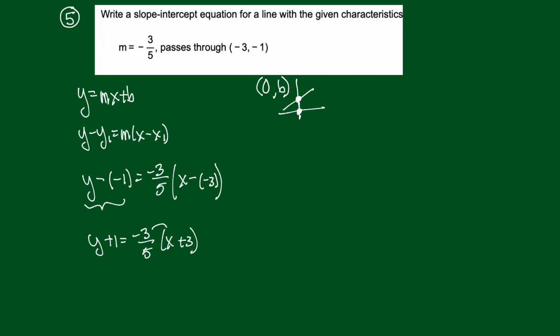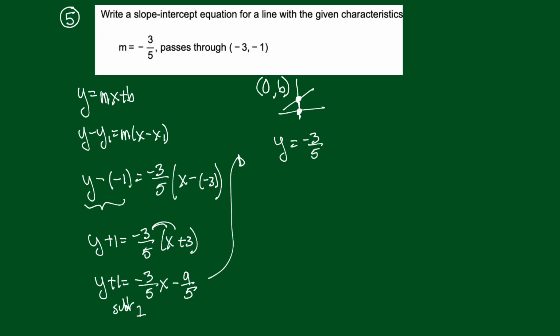Now, we can multiply through here. So let's do that. We'll get y plus 1 equals, now negative 3/5 times x is negative 3/5 x. And then this one, negative 3 times positive 3 is negative 9 all over 5. So negative 9 over 5. Now let's solve for y. I'm going to subtract down here at the bottom, subtract 1. So I'll get this. y equals negative 3/5 x minus 9/5 minus 1.